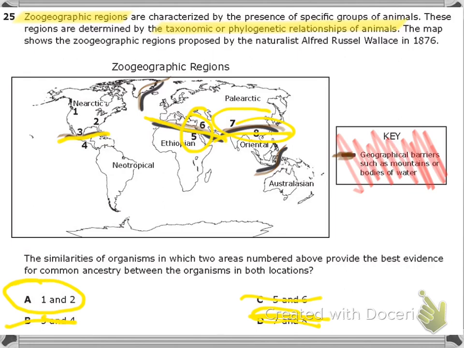Not a lot to this question, just kind of reading over the map, making sure you're clear with the key and what the lines mean, and otherwise that's it.